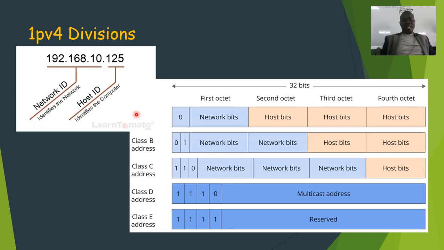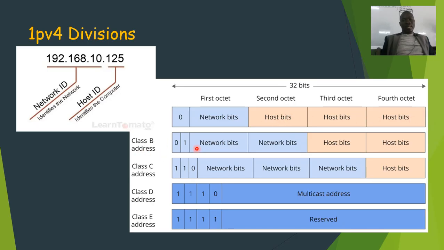So basically, if it's a class A network, usually the first octet is what we use to identify the network bits of that given class. So it means in a class A network, 8 bits are reserved for the network bits, and then the remaining 24 bits, because remember each octet has 8 bits, are basically for the hosts.